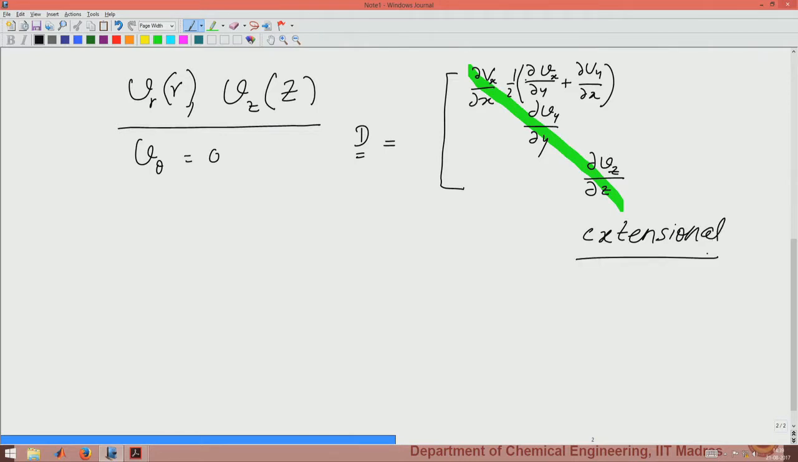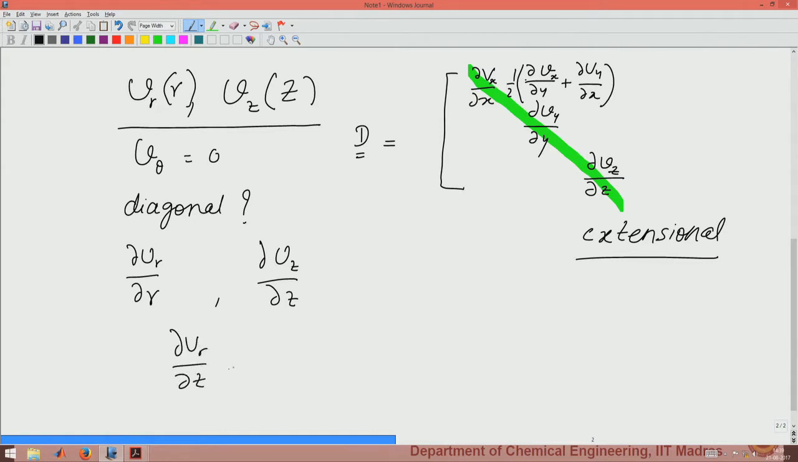So, in this case will we have diagonal components? That is the question we have to try to answer, right. So, in this case which will be the diagonal types of terms? Del Vr by del r and del Vz by del z, right. So, clearly in terms of velocity gradient description also we will see that this will be a shear free flow, because terms like del Vr by del z or del Vz by del r will be 0. So, therefore, this is also an example of a shear free flow.